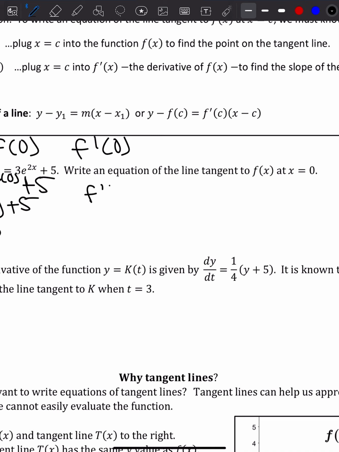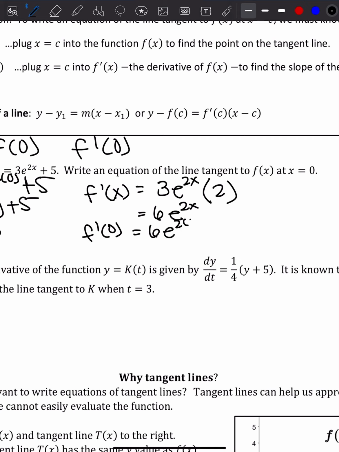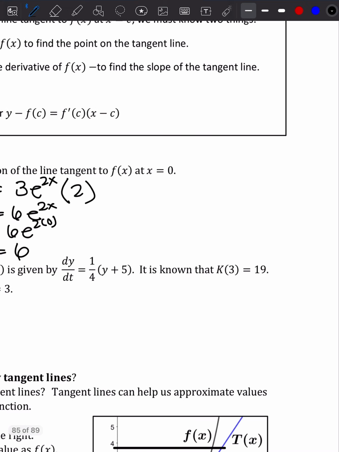So f prime of x is equal to 3e to the 2x times the derivative of 2x, plus 0. So this is realistically 6e to the 2x. If we plug in 0, 2 times 0 is 0, e to the 0 power is 1, so our slope is 6. So we can go ahead and write out our equation of a line tangent to this equation. So y minus our y value, which we found out was 8, equals our slope, 6, times x minus 0, or just x.